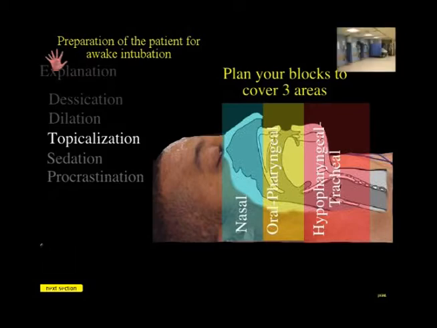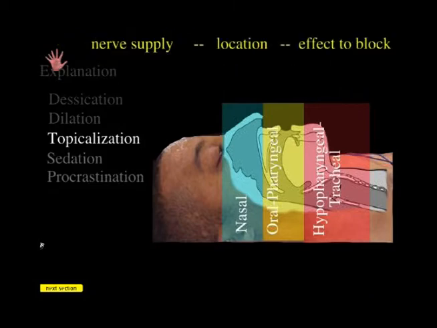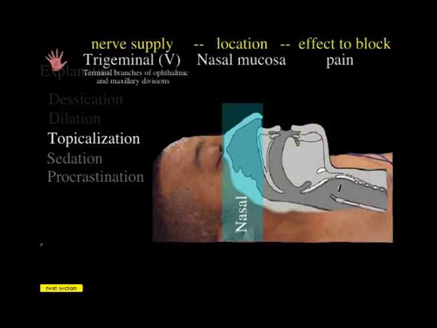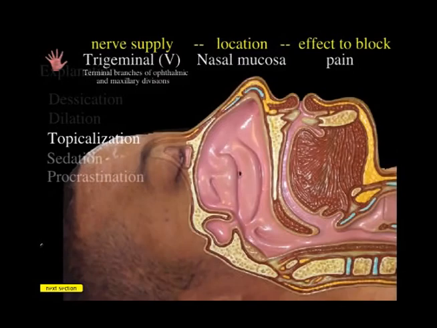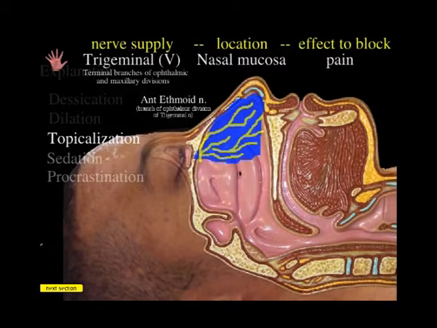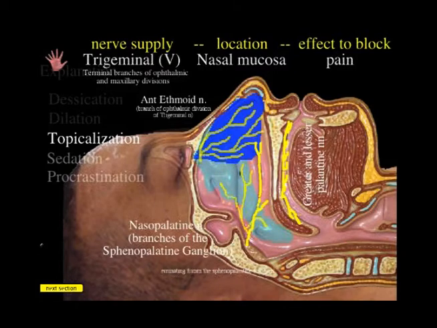I'm going to start these blocks primarily in the holding area, before the patient comes to the operating room. We're going to look at this in terms of nerve supply, location, and the effect we're trying to block. So the nerve supply for the nasal area is the trigeminal nerve. The location is, of course, the nasal mucosa, and we're trying to block pain. If we look at the nasal mucosa, the innervation is by the anterior ethmoid nerve for the anterior third of the nose, and by the lateral nasopalatine nerves for the posterior two thirds of the nose.